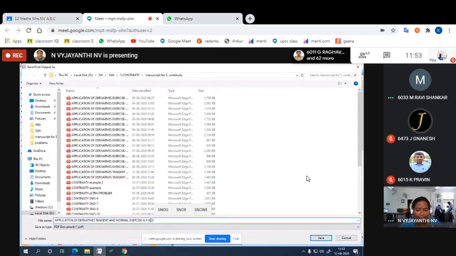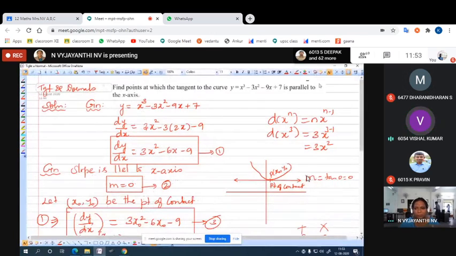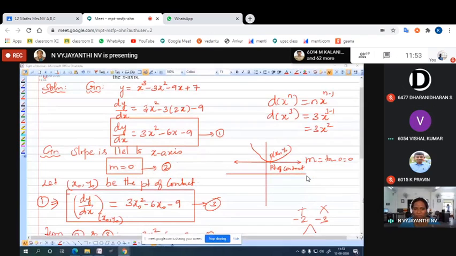Does anyone have a doubt? Ma'am, in the graph only one point of contact is there. No, simply I have drawn. This is not the real graph. Simply for mentioning the point of contact, I drew this.